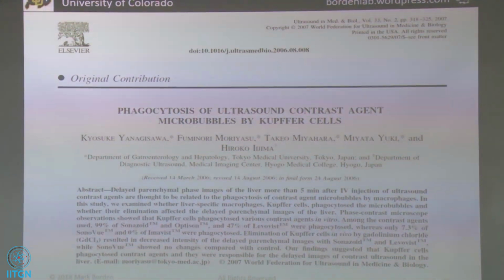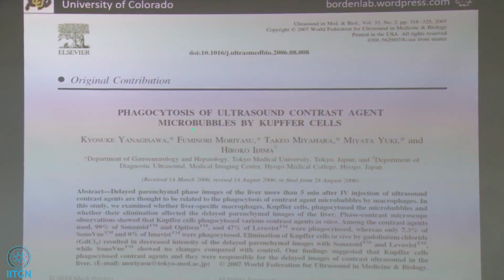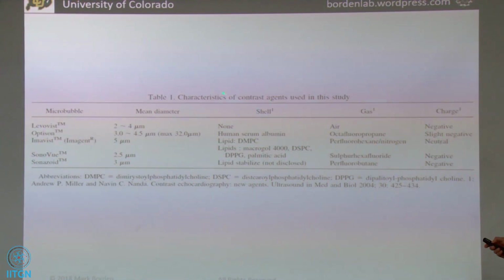And so there was a group in Japan that wanted to look at this. So they looked at phagocytosis of ultrasound contrast agent microbubbles by Kupffer cells. Kupffer cells are the phagocytic cells that reside in the liver. They're phagocytic. They gobble things up in the blood. And they looked at different contrast agents. So the story is a little bit different in Japan.